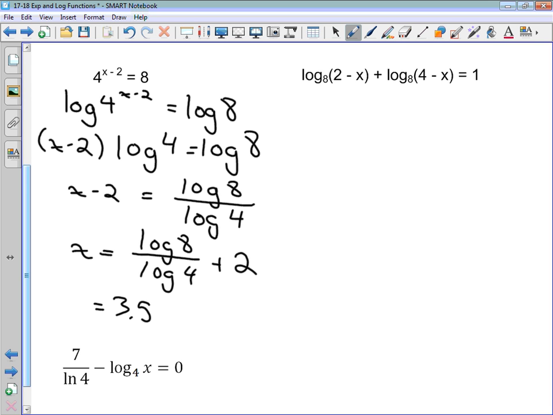All right. A trickier one over here. Log to the base 8 of 2 minus x plus log to the base 8 of 4 minus x equals 1. We want to solve for x. What are we going to do? You did ones like this last year in advanced functions. I know because I took this one right out of the advanced functions learning guide. How are we going to start this guy?